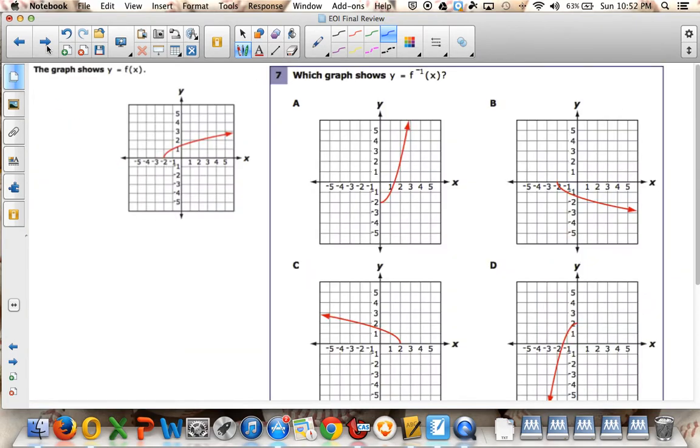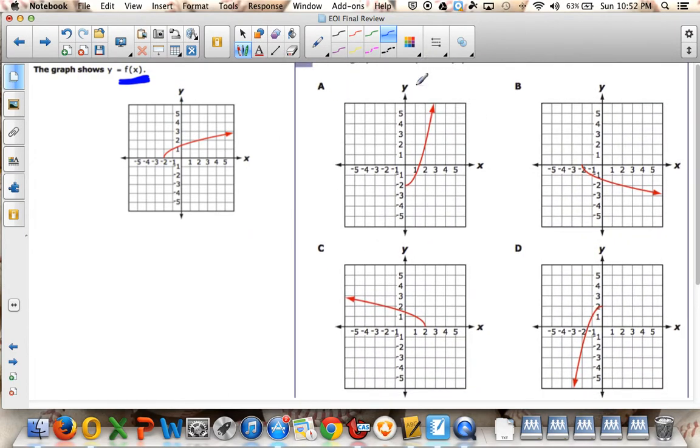Next question. The graph shows y equals f of x. So this is the function that it tells you. It says this is y equals f of x. It doesn't tell you what the function is. It just says this is a function right here. And it says what is the function of f of negative 1? That's not good.